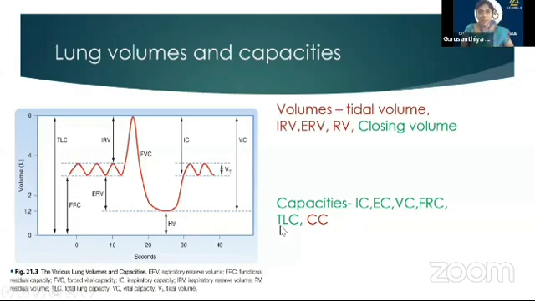Tidal volume is the normal inspiration and expiration. How much air you are able to take in and breathe out during normal tidal respiration constitutes the tidal volume. On top of the tidal volume, how much air you are able to maximally inhale is the inspiratory reserve volume. Following the tidal volume, how much air you are able to exhale is the expiratory reserve volume. Then comes the residual volume.